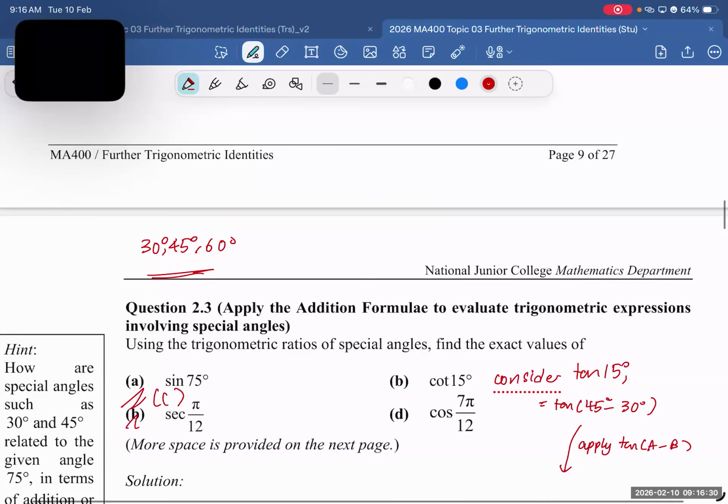Question 2.3. Question 2.4. 2.4 is not best. A lot of questions today, okay? So we are just doing a lot of questions.